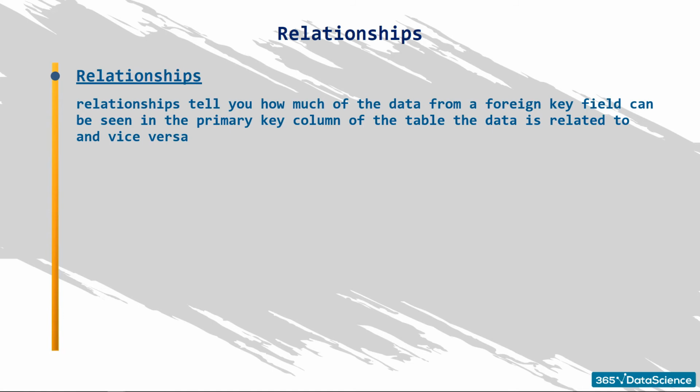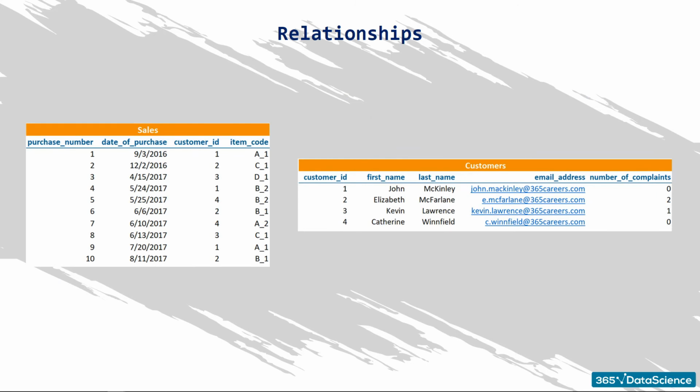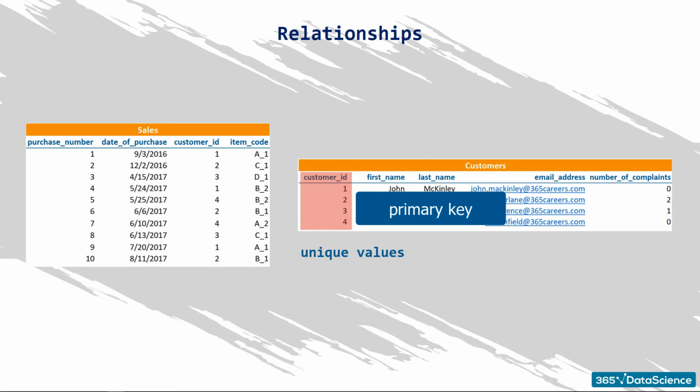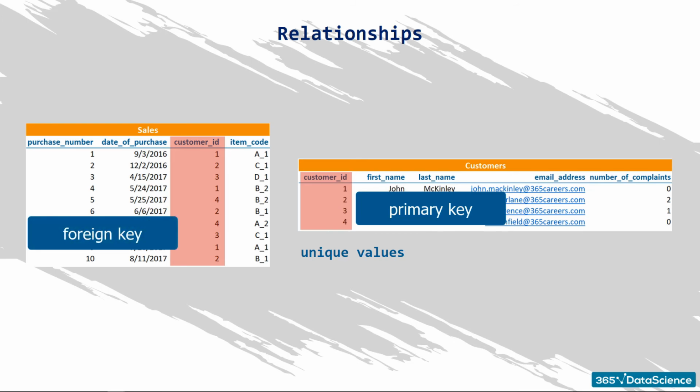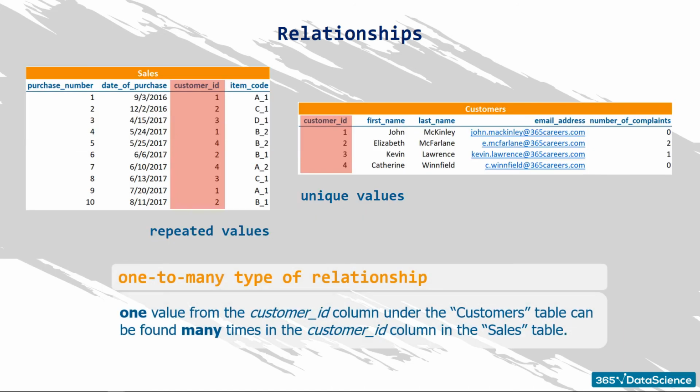What do we mean by that? As we already discussed, the customer ID column is a primary key of the customers table. This means it contains only unique values, 1, 2, 3, and 4. The same information about customer ID can be found in the sales table as a foreign key, but you will likely have a lot more than 4 rows there. Hence, the values from 1 to 4 can be repeated many times because the same customer could execute more than one purchase. This is an example of a one-to-many type of relationship. One value from the customer ID column under the customers table can be found many times in the customer ID column in the sales table.